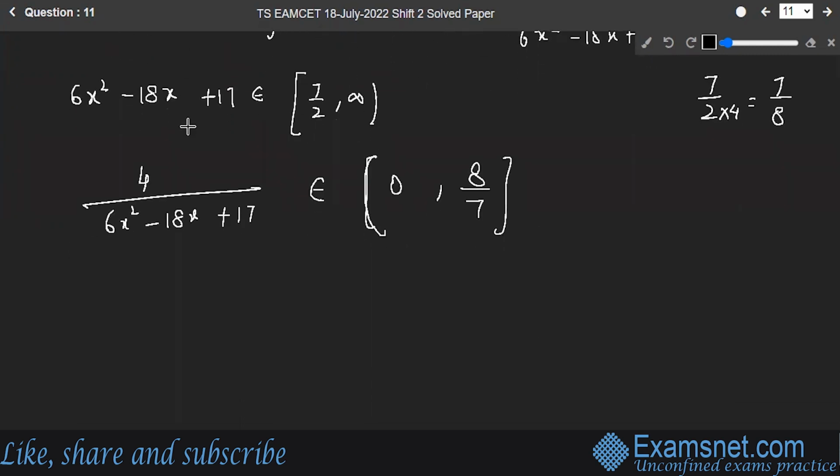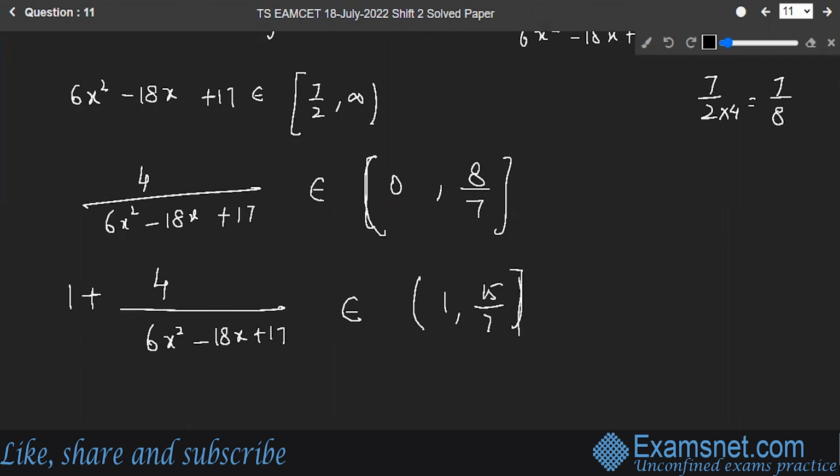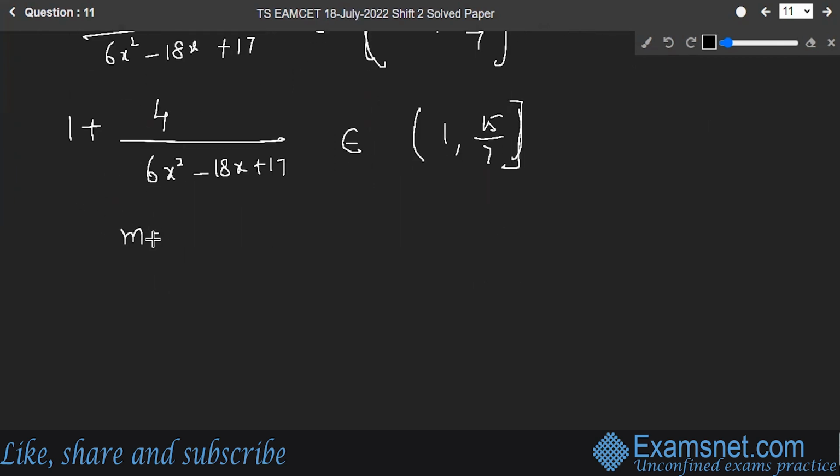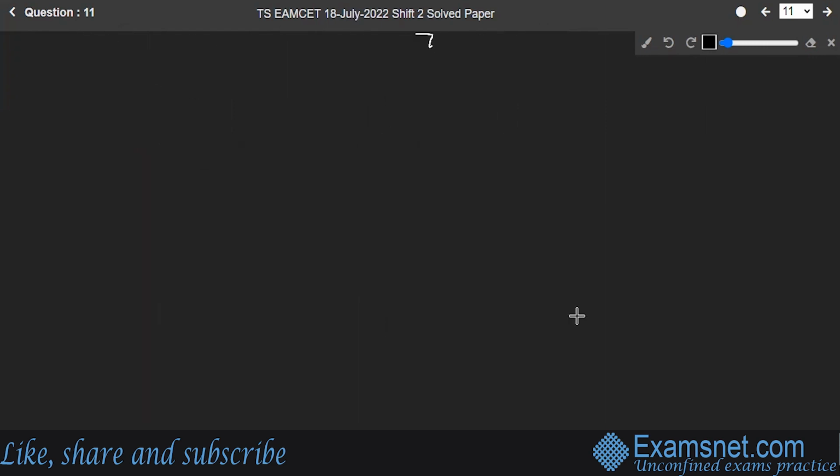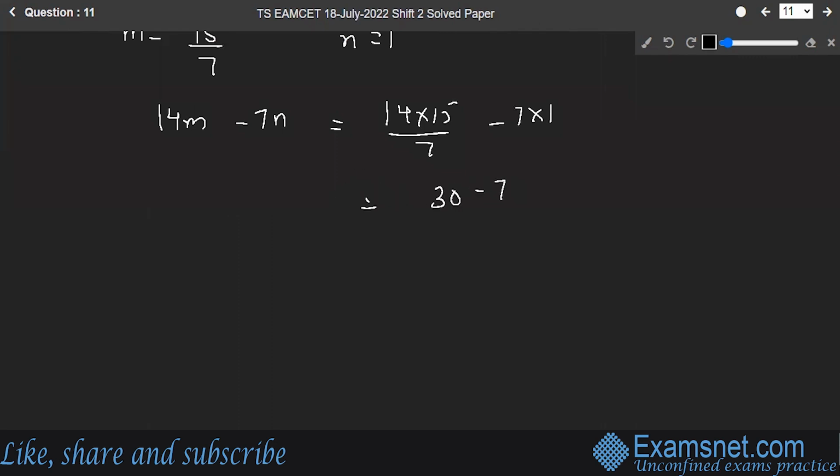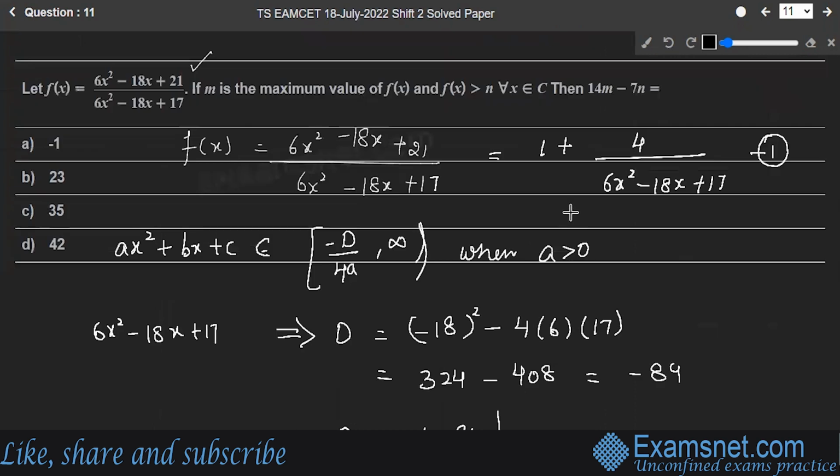Okay. Now f(x), which was equal to, let's do 1 plus this. So this will be 1 + 4 upon 6x² − 18x + 17. This will belong to (1, 15/7], since 8/7 plus 1 will give you 15/7. So from here, m is equal to 15/7 and n is equal to 1. You have to find out 14m − 7n. So 14 into this will be 30, minus 7, which is 23. So 23, that is option B, is the correct answer to the problem. Hope you understood this. Let's move to the next question.